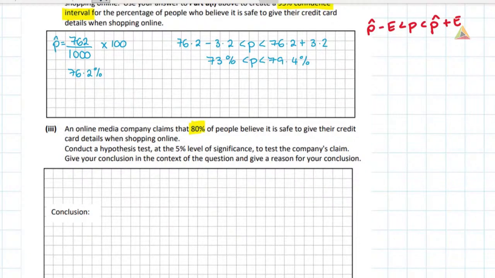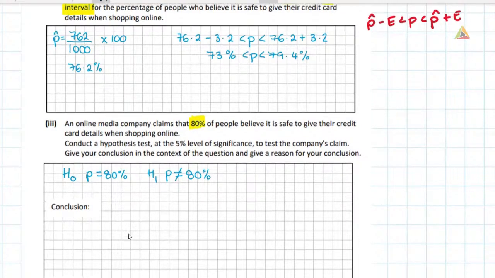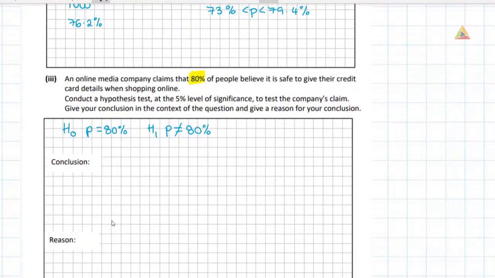Now, this question didn't say we specifically had to set out what our H0 and our H1 are, but we're going to do that. So H0, our null hypothesis is that nothing has changed. So we'd be saying, okay, so P is 80%, whereas our alternate hypothesis, H1, is that P is not equal to 80%. Okay, so this is their claim, and we're going to see, does their claim lie in our confidence interval? Now, it asks for the conclusion first and then the reason, but I'm going to explain my reason first and then go back to my conclusion.